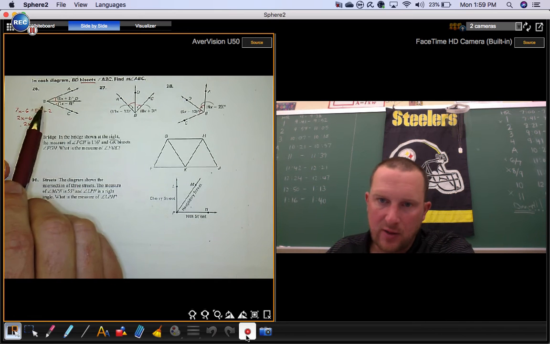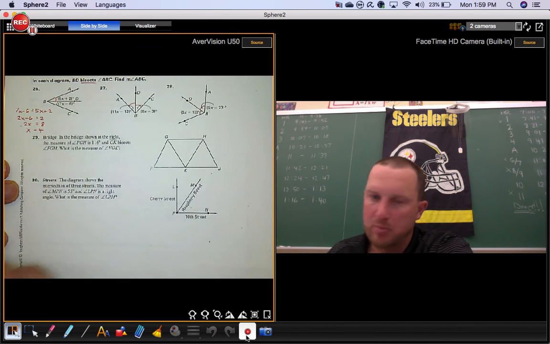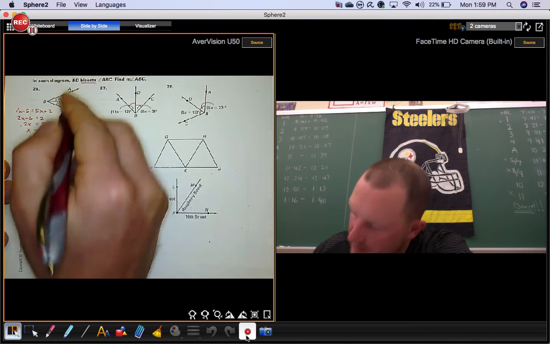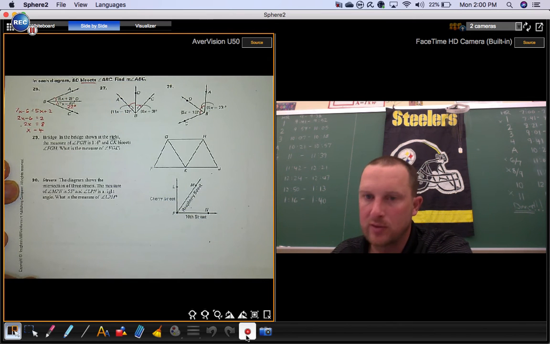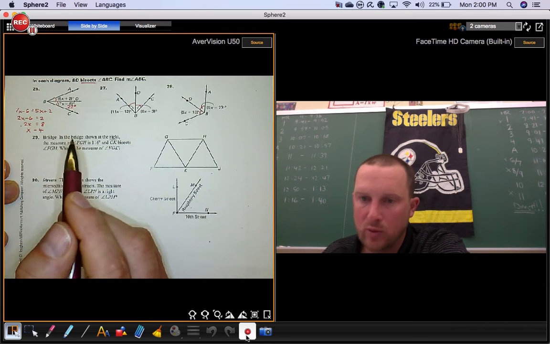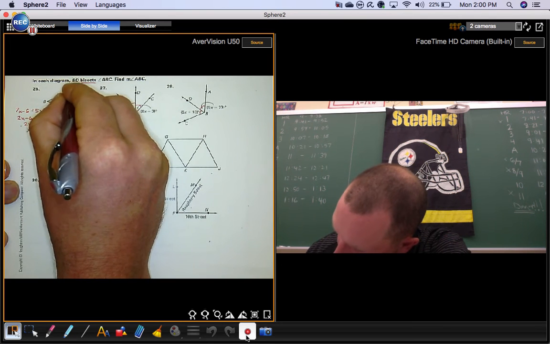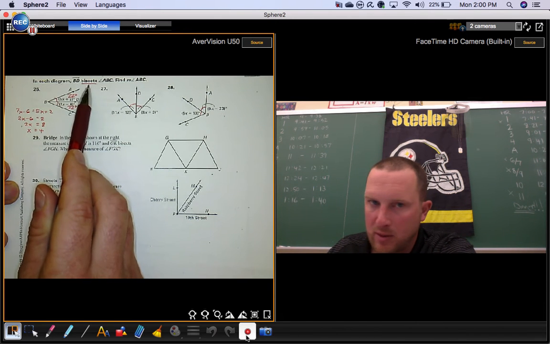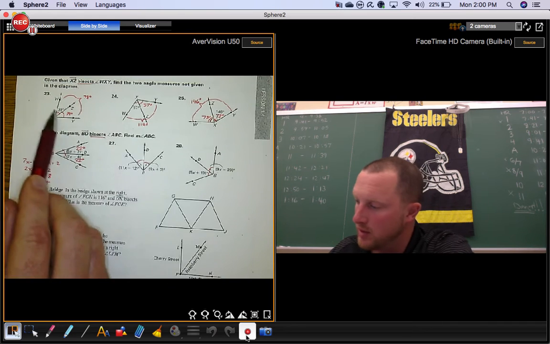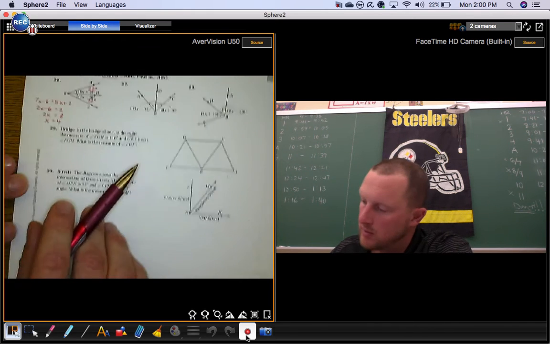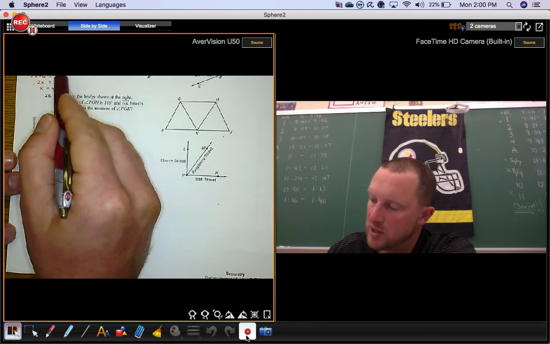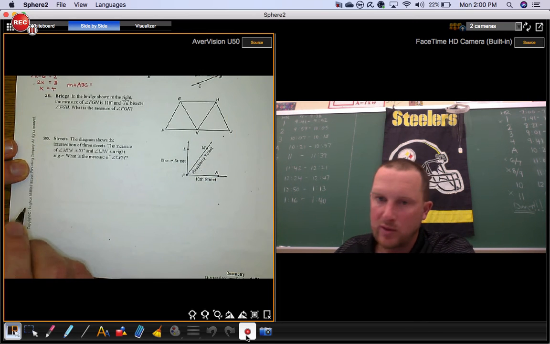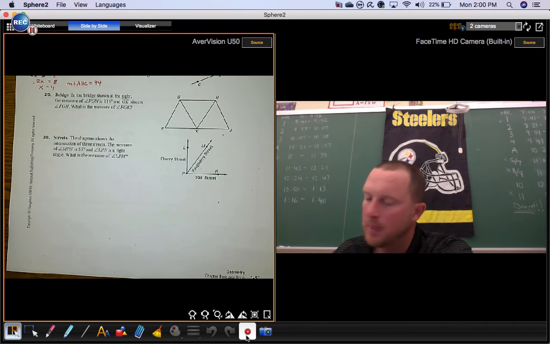Plug that in to figure out the measures of the angles. They want you to find the measure of the big angle, right? Well, 7 times 4 is 28. 28 minus 6 is 22. 5 times 4 is 20, plus 2 is 22. You should not be surprised that these are the same measure. Remember, bisect means it's going to split it in half. Weren't these all the same measures also? Okay, now make sure you answer the question. What is the measure of angle ABC? That's the big angle. 22 and 22 gives you 44.